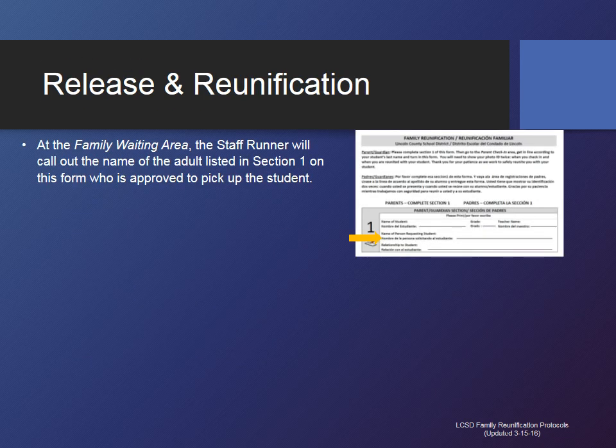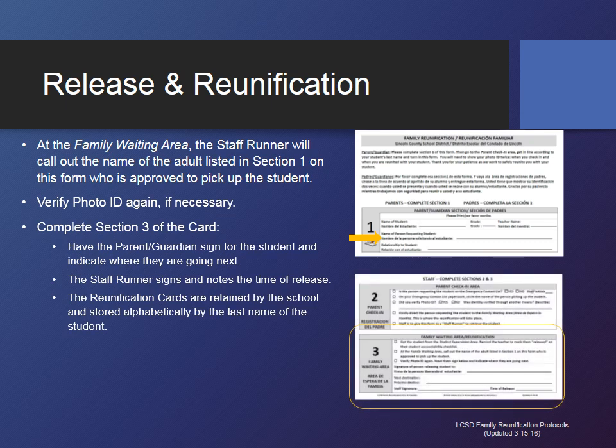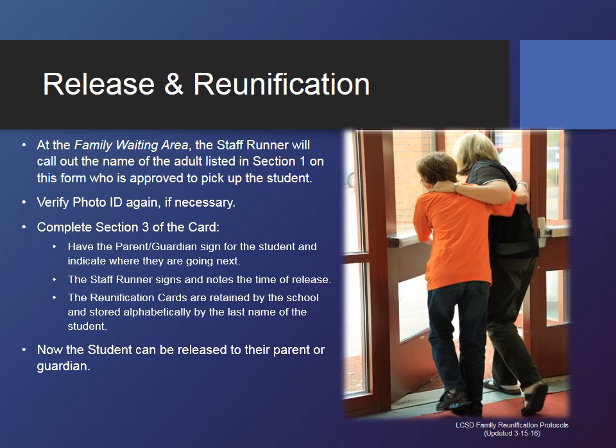At the family waiting area, the staff runner will call out the name of the adult listed in Section 1 on this form who is approved to pick up the student. Verify photo ID again if necessary, and complete Section 3 of the card. Have the parent or guardian sign for the student and indicate where they are going next. The staff runner signs and notes the time of release. And the reunification cards are retained by the school and stored alphabetically by the last name of the student. Now the student can be released to their parent or guardian.